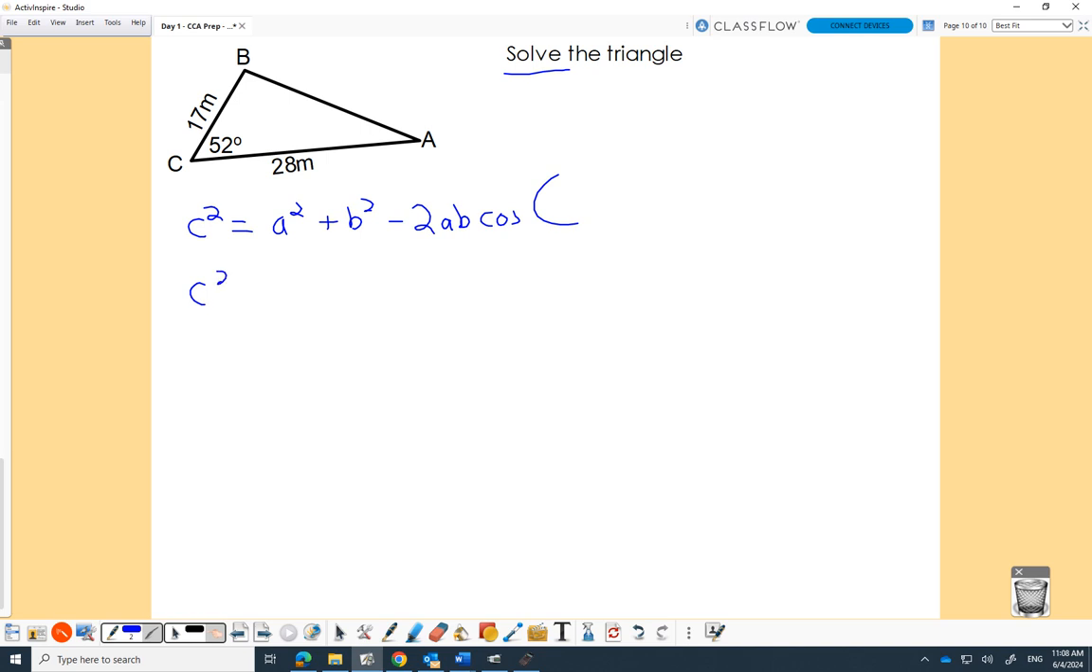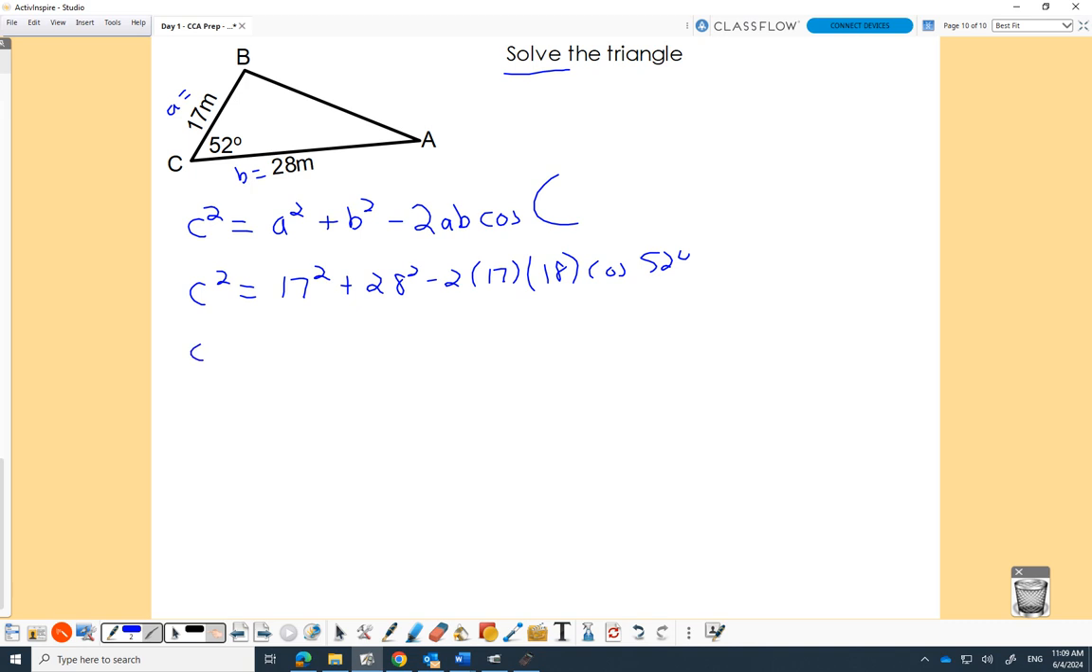So c squared equals, which one's A? This is the A, and this is the B, even though it won't matter. I'll get the same answer if I reverse A and B, in this particular case. But let's stick to the formula and do what the formula is saying. 17 squared plus 28 squared minus 2, 17, 18, cosine 52 degrees.